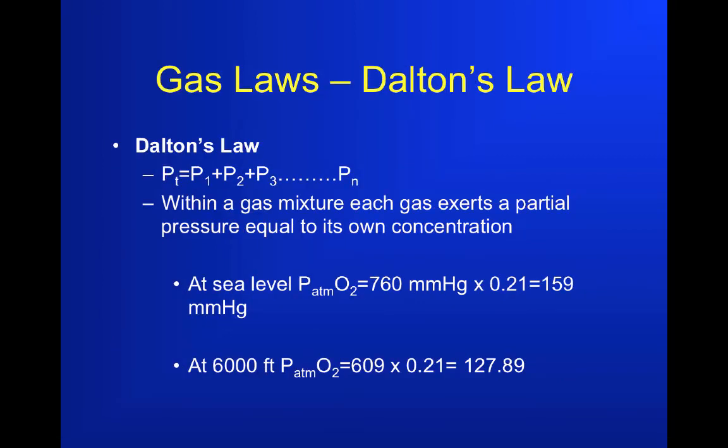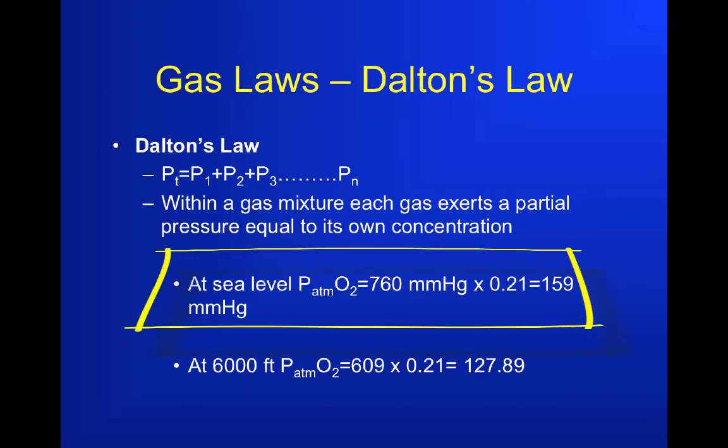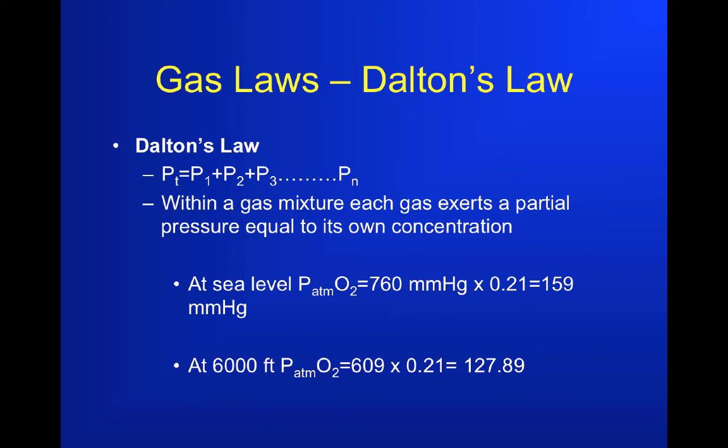So at this point we should remind ourselves of Dalton's law. We know that at sea level, atmospheric oxygen is at a pressure of around 159 millimeters of mercury. Water vapour pressure of inhaled gas at this altitude will reduce it slightly to about 150 millimeters of mercury at alveolar level if we want to be strictly accurate. But for this example, I think we can ignore water vapour pressure.